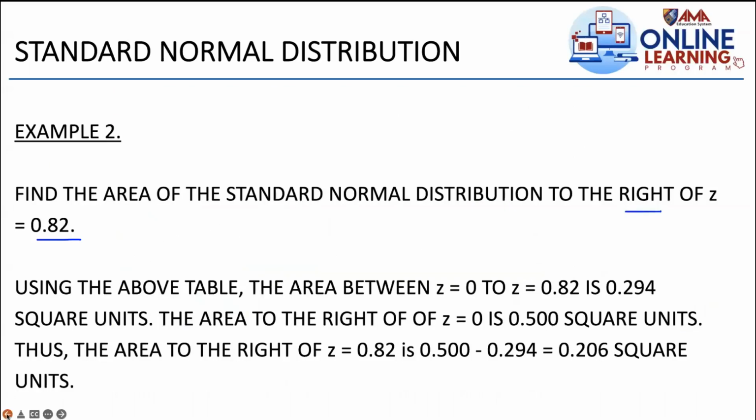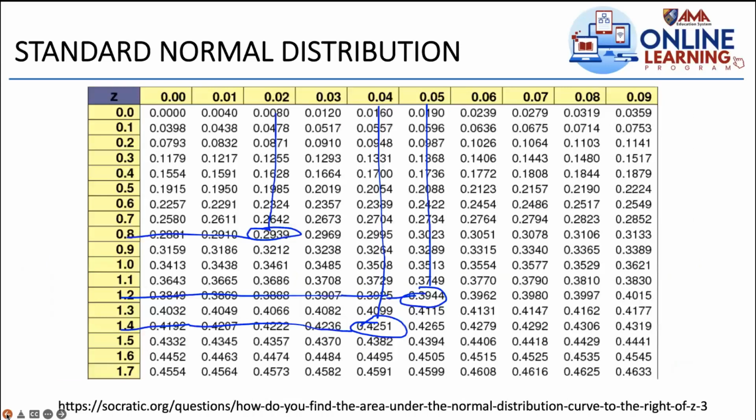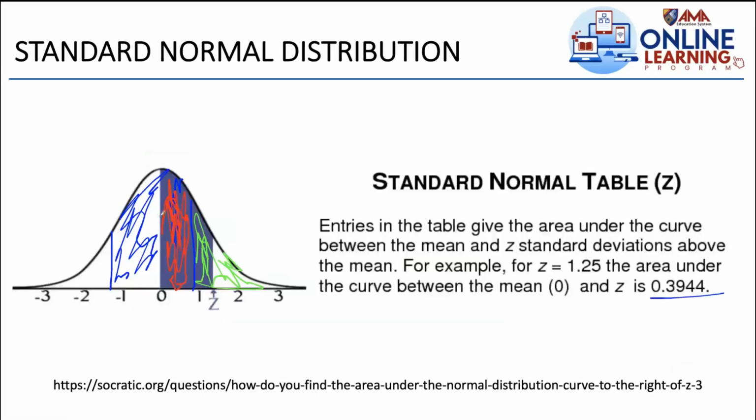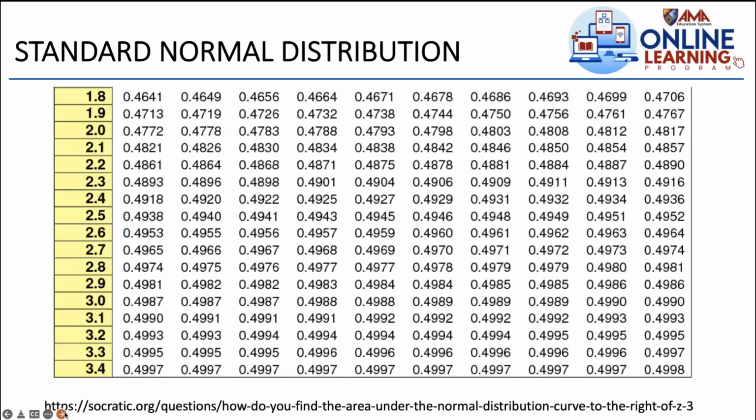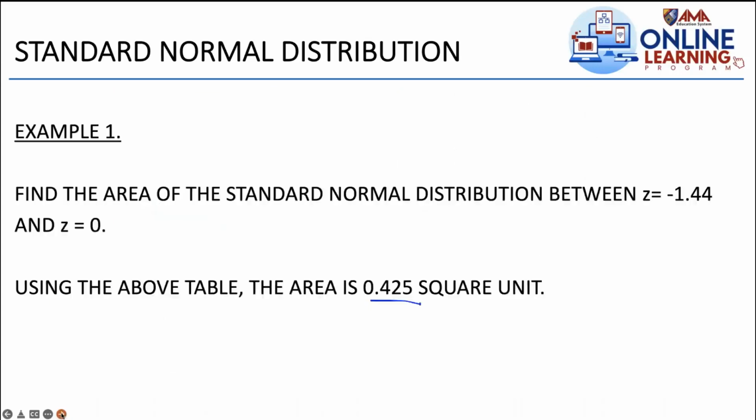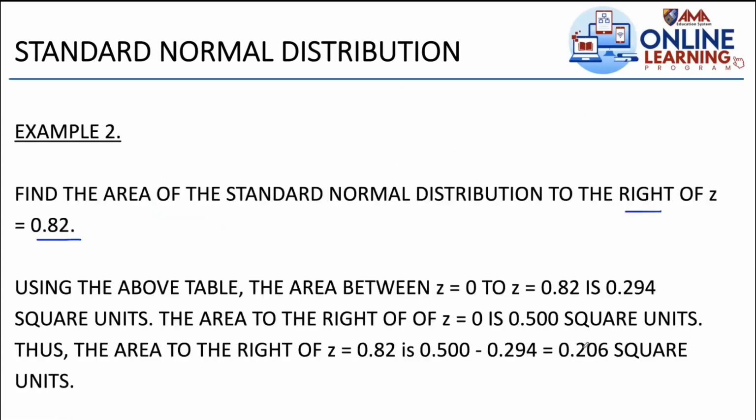Okay, I think that's clear. Because of symmetry, this is 0.5, this is 0.5, right? So the whole thing is 1. So to get the area of this, 0.5 minus the area of the red, we get the area of this to the right of that point, 0.82. And the answer is 0.206. If you want to put it in percents, that is 20.6%.